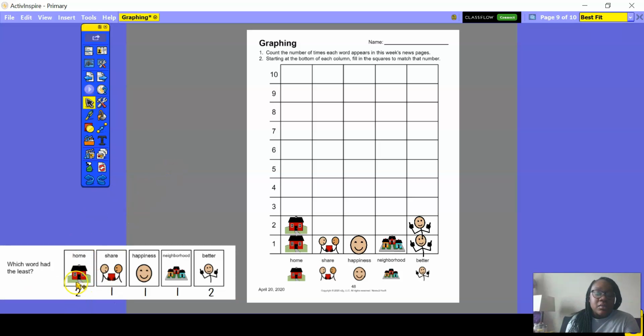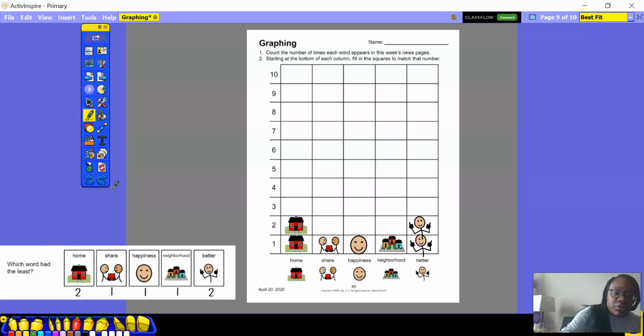All right. And so we know that home had 2. Share had 1. Happiness had 1, neighborhood had 1, and better had 2. So we know that 1 is our smallest number, and 3 pictures had the same number. So all we have to do is circle all 3 pictures. I'm going to circle share, happiness, and neighborhood.